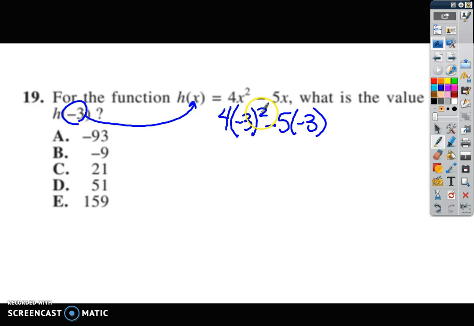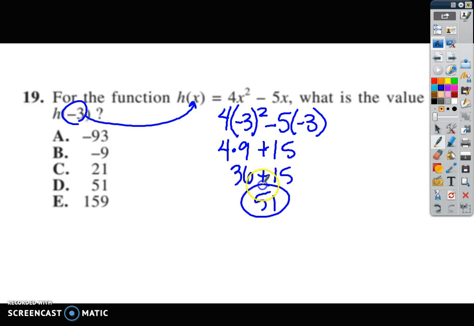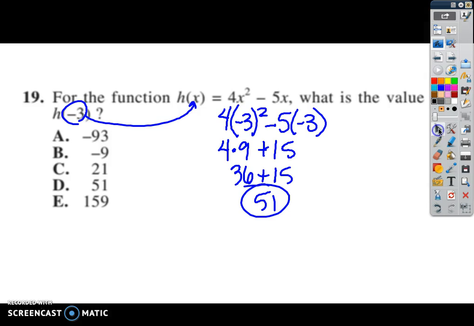Okay, negative 3 squared is positive 9. So that's 4 times 9. Negative 5 times a negative 3 is a positive 15. So 4 times 9 is 36. 36 and 15 is 51. And if you had a graphing calculator, you just punch it in all at once. But make sure you use parentheses on things like that.